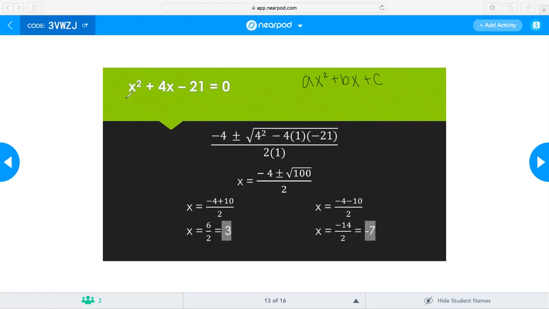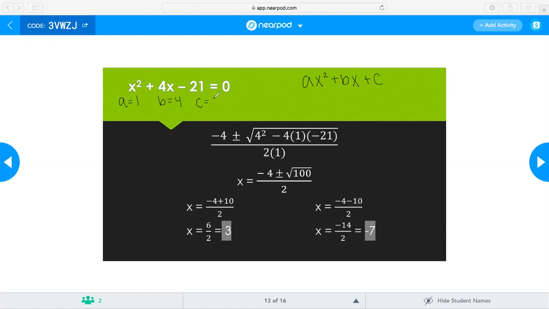A is 1, yes. Okay, so what is that plus underscore thing? Just focus, don't try to go ahead of me. So A equals 1. What is the B? The 4x. The 4. So it's just the number, not the variable. And what is my C?